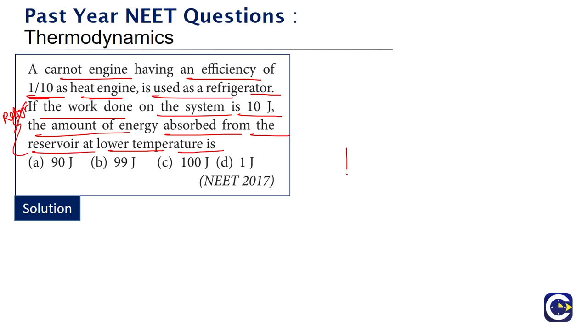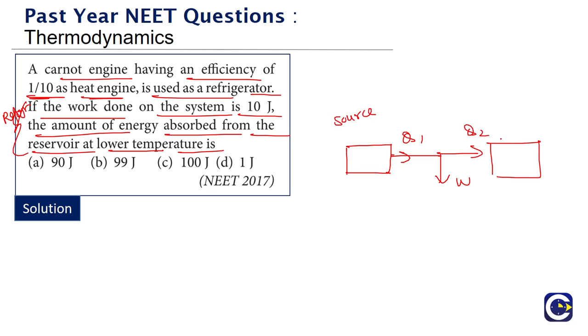So look at this. We have a heat engine, which derives heat from the high temperature source, and it will do work by using that heat. Not all heat can be used to do the work, so some amount of heat will be rejected to the sink. The sink is at low temperature, and the source is at high temperature. So this is the heat engine working.